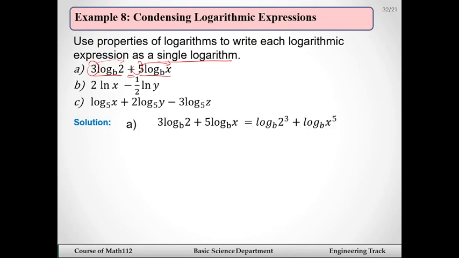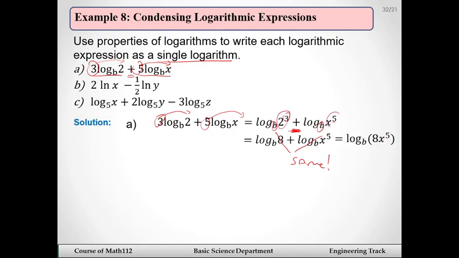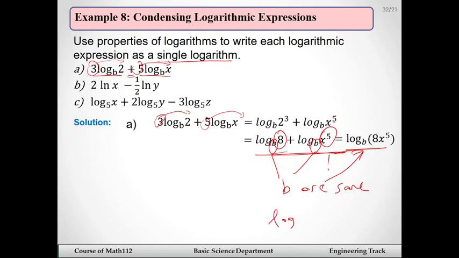Now look at here. 3 goes back to cube, 5 goes back to x as a power, and now this is addition, and the bases are the same. Okay, this is important. The bases are the same here. If the bases are the same and you have plus here, you can put them together. First do the 8 and the x to the 5th. Then you can combine them as multiplication. You can multiply these two if the bases are the same, so you can put them here. But you cannot do this. No, don't do such a thing.